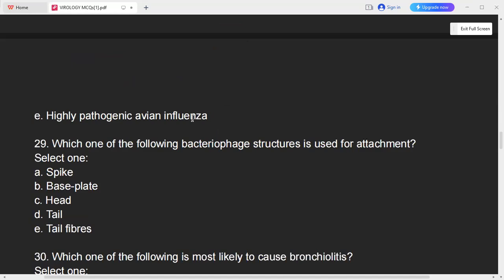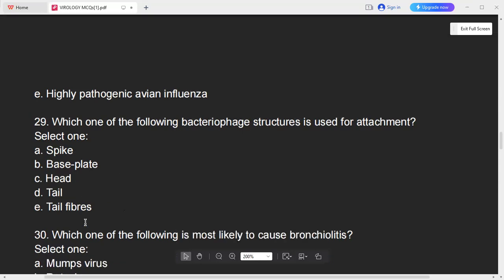Number 29, which of the following bacteriophage structures is used for attachment? E, good. So, tail fibers. The spikes are not even found in bacteriophages. The base plate's function is to anchor the phage, so when the genome is being injected, it just provides support. The head carries the genome. The tail is just a conduit for injecting the genome, so it's not used in any attachment. Attachment is the tail fibers.